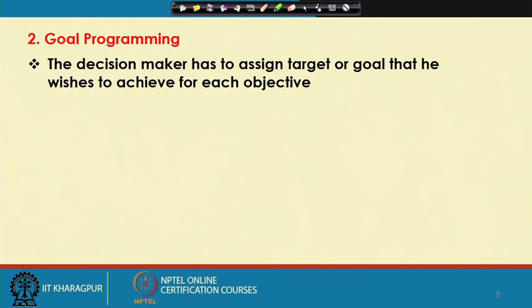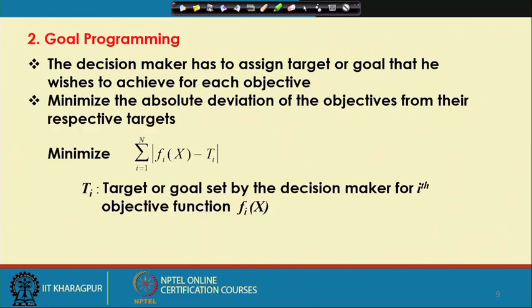Let me discuss another approach which is also very popular, and this is once again one of the most popular traditional approaches to solve this type of multi-objective optimization problem. Now, this approach is known as goal programming. Here, what we do is the decision maker will have to set the target for each of the objectives which he is going to maximize or minimize.